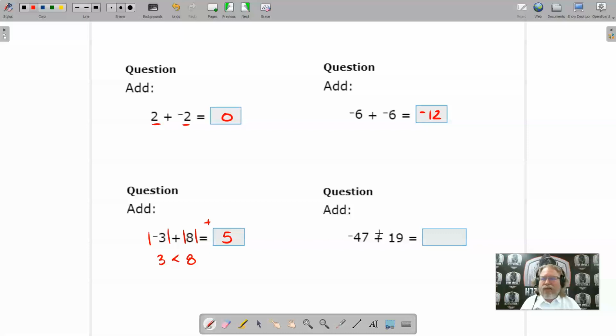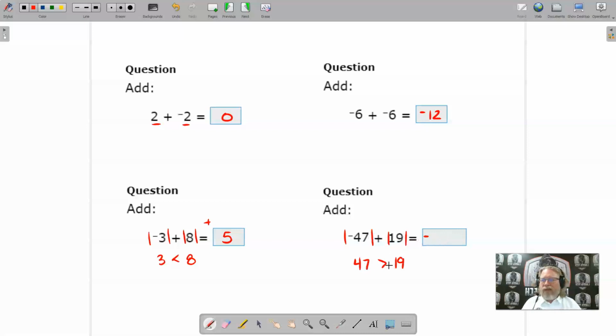Now we're getting into two-digit numbers as we start moving along here. First we need to consider, is the answer going to be positive or is it going to be negative? So the absolute value of -47 is 47. The absolute value of 19 is 19. 47 is greater than 19, so we know the answer is going to be negative, just like the 47 is negative in the original problem.